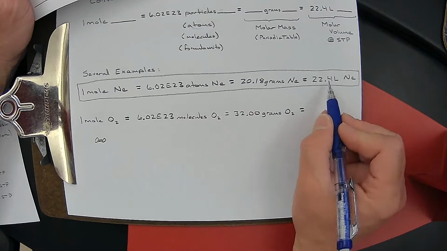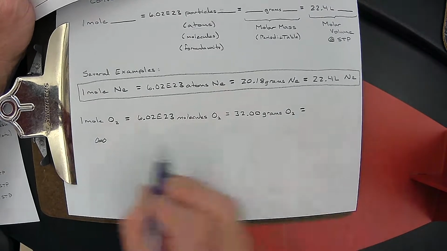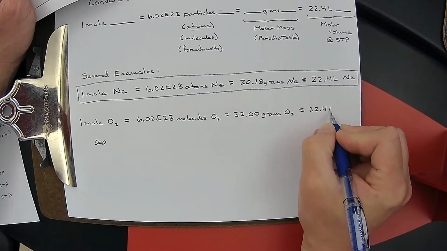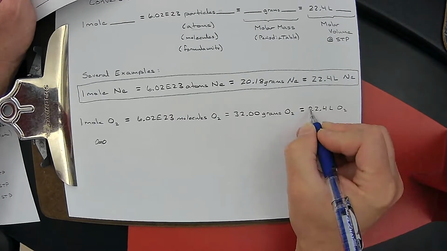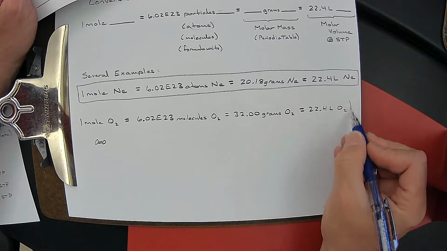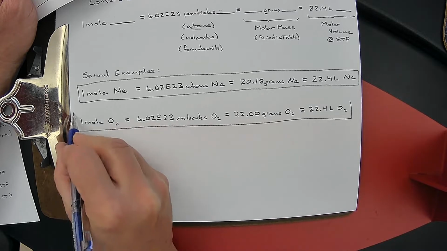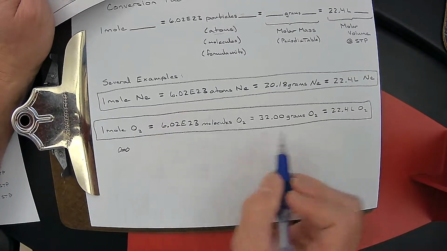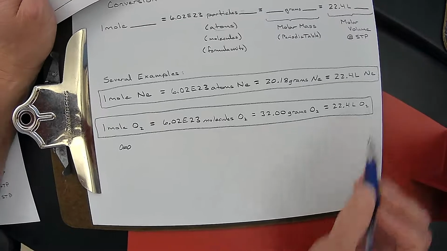And as long as we're at STP, then 1 mole of O2 will equal 22.4 liters of O2. These are our conversion factors for O2. This is equivalent to this, which is equivalent to this, which is equivalent to this.